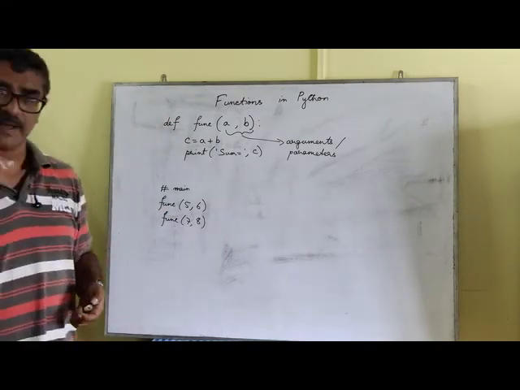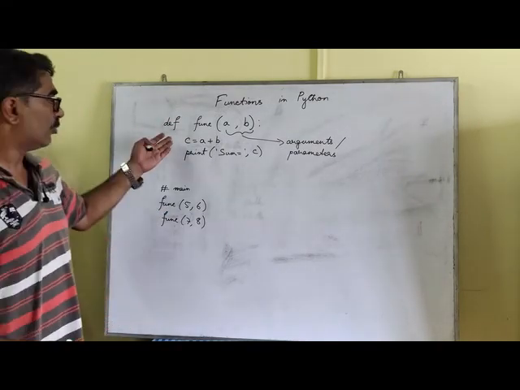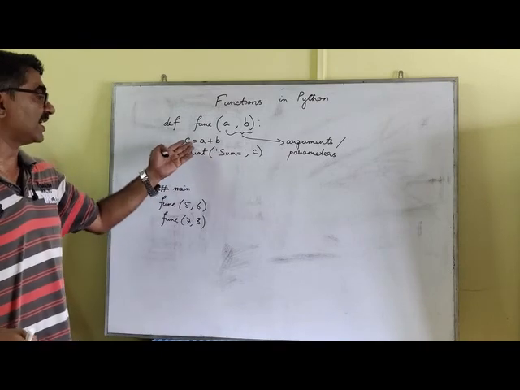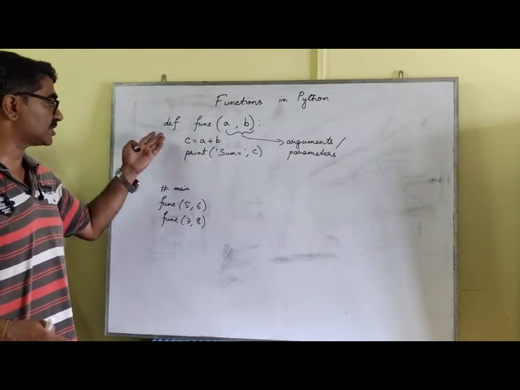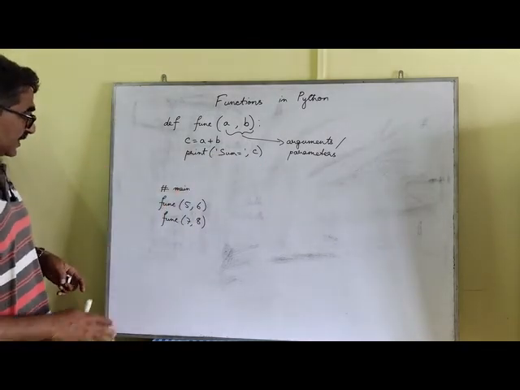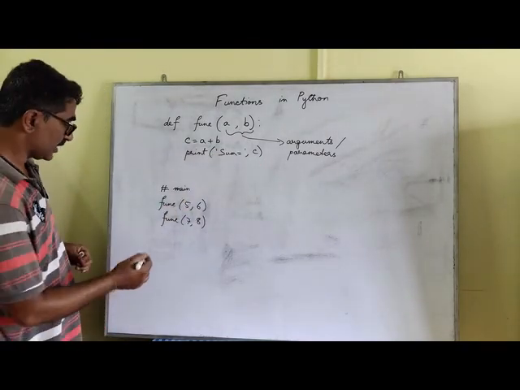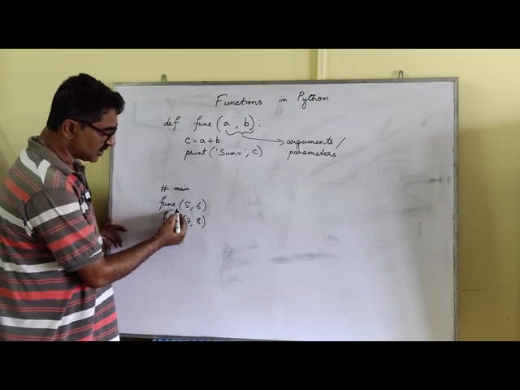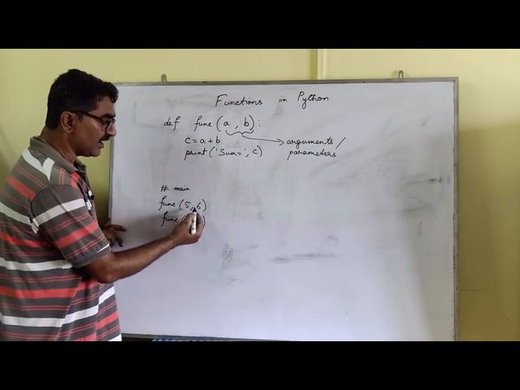So we have two parameters over here named a and b. What I am trying to do out here is find the sum of the two parameters and store it in c. Next, I am displaying the value of c. Now look at the main function. This is very important. I have over here a function call fun(5, 6).